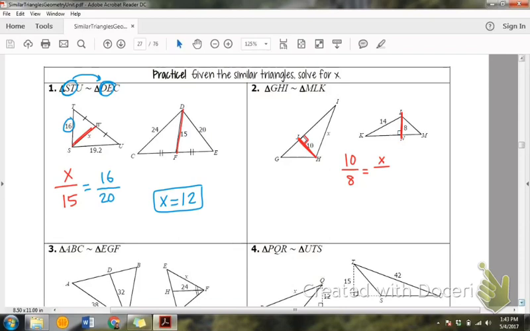It does not. Nope. X over 14. And that's the only other piece they gave me, right? So if I wanted to verify, I know that HI goes with LK, and they did match up. You can get a decimal, and it's okay. What are you getting, Brian? 17.5. Good.